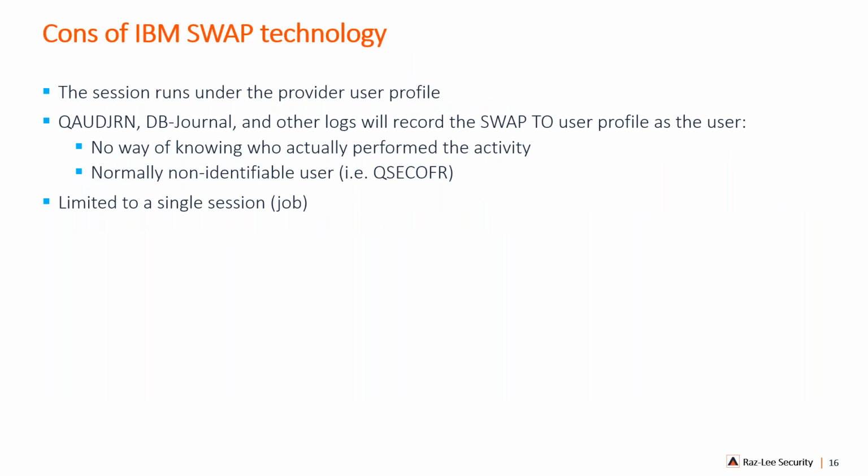The cons of IBM swap technology, as I mentioned before: the session runs under the provider user profile. The logs in the QAUDJRN journal will record the swap to user profile as the user. There is no way of knowing who actually performed the activity, and usually you will see only a QSECOFR. So it's a very limited technology, and we recommend using all 4 methods because it gives you the flexibility to choose the correct method for your purpose. Also, it's limited to a single session.